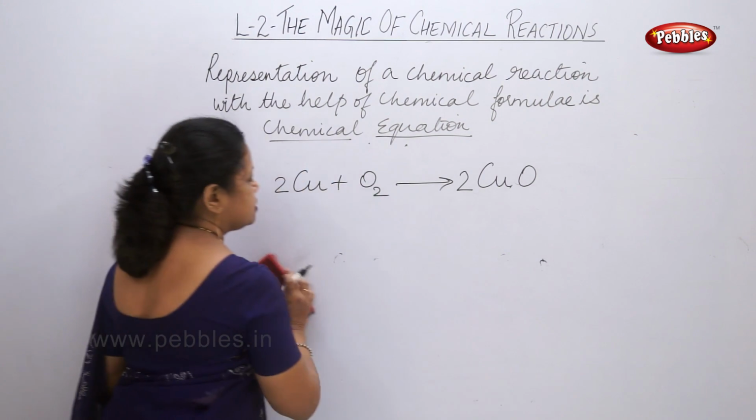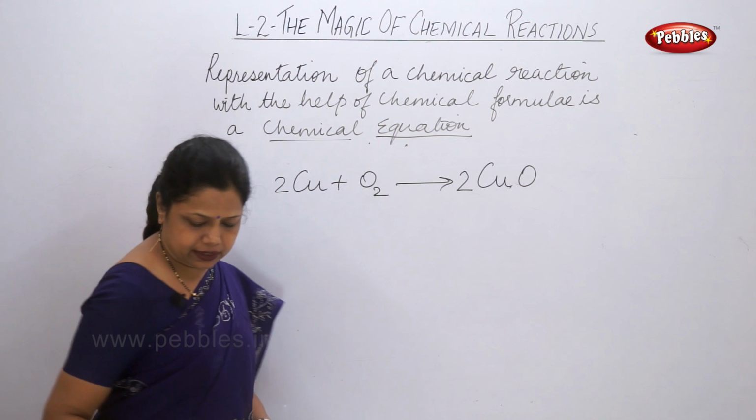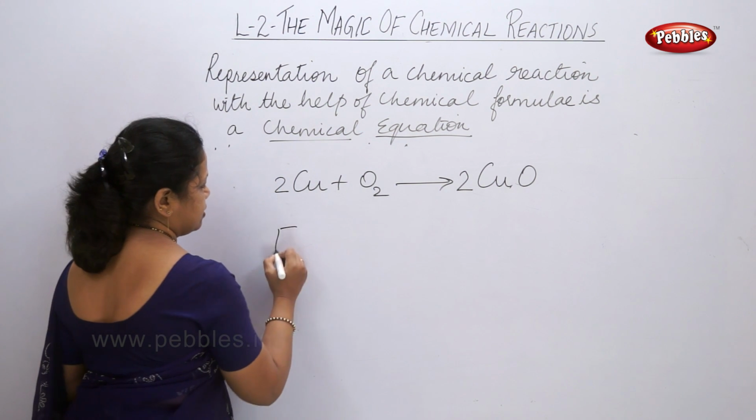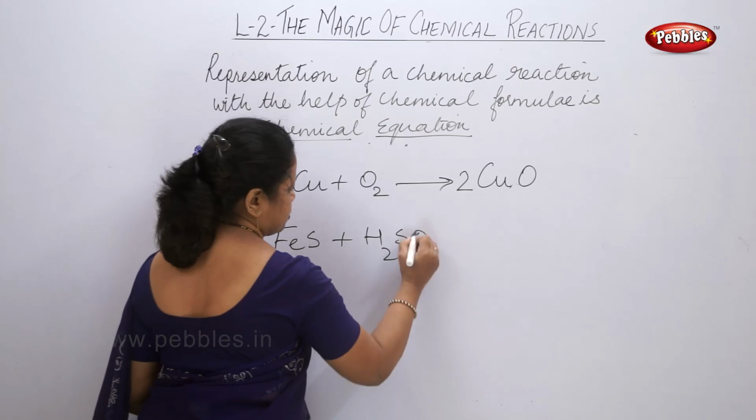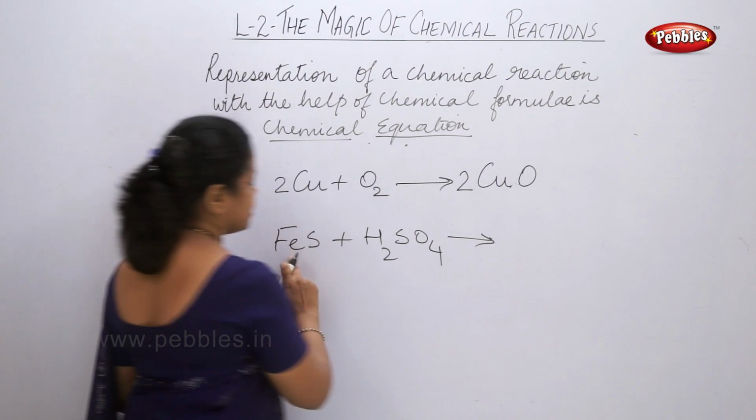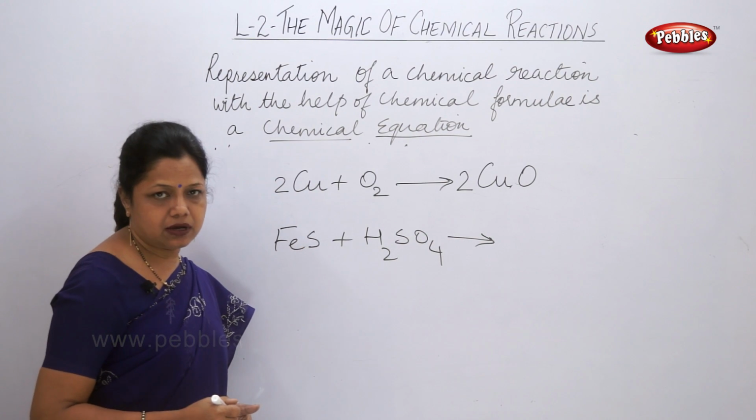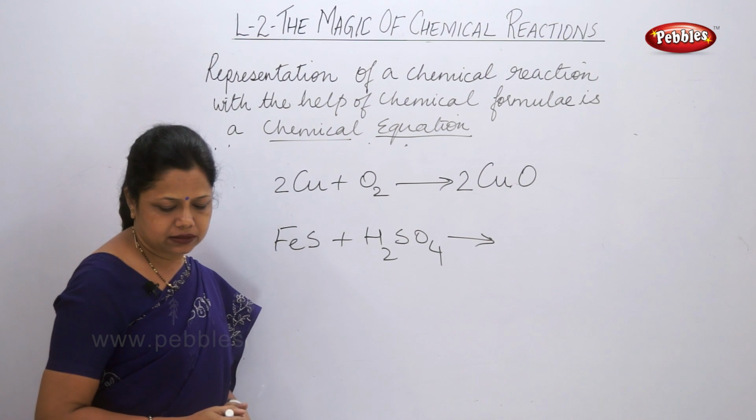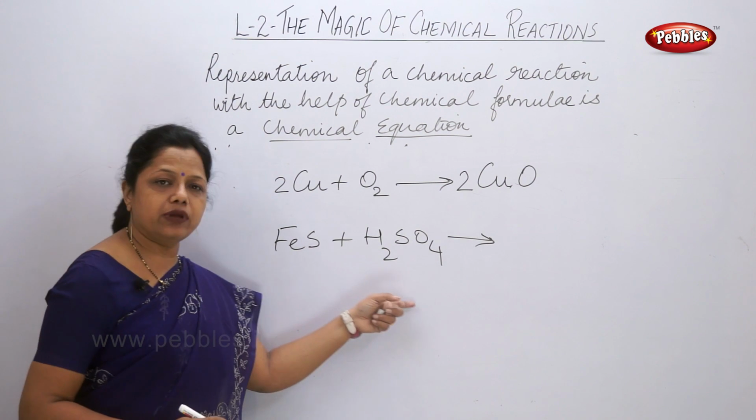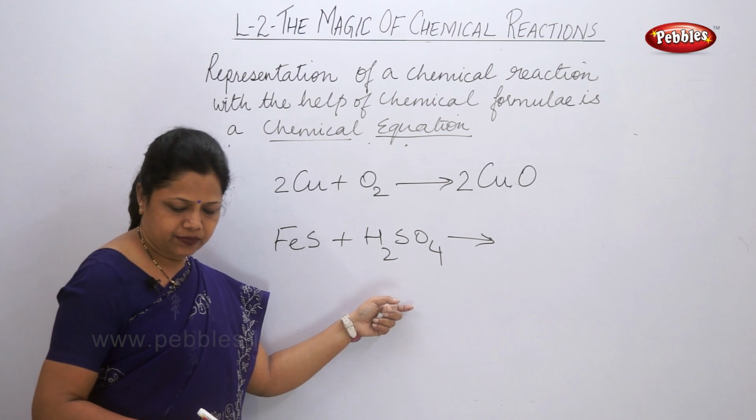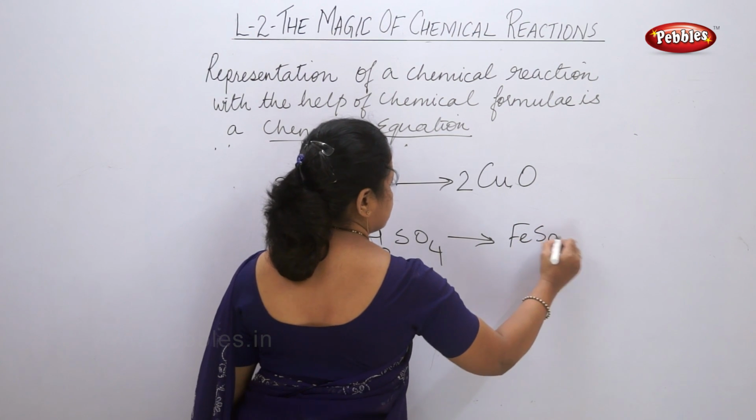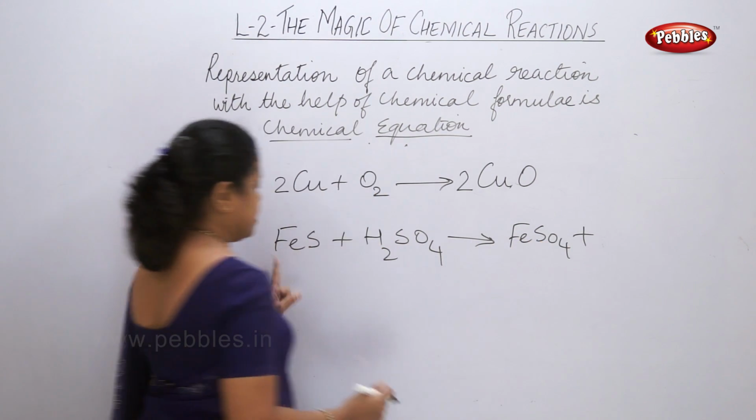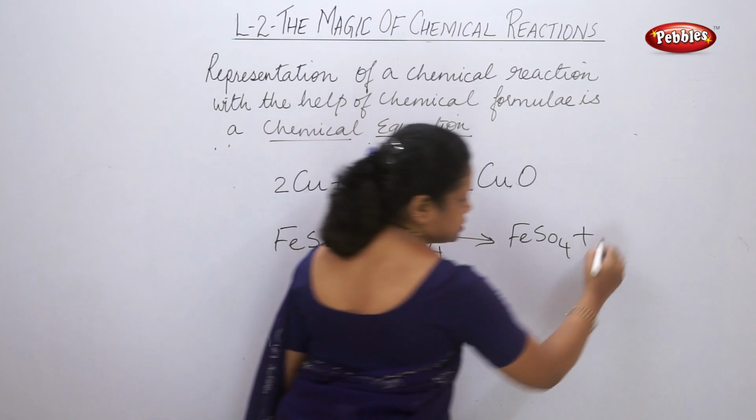Let us take another example which is given in your book: FeS plus H2SO4. What is FeS? Iron sulfide or ferrous sulfide. It is reacting with sulfuric acid. So it is forming FeSO4 plus H2S, hydrogen sulfide.